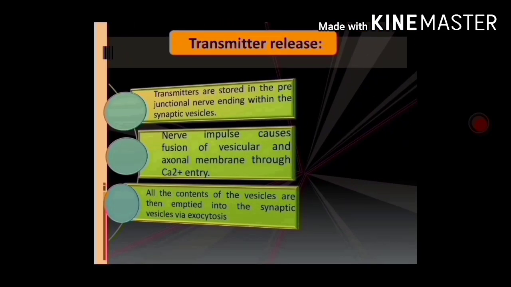The next step in neurohumoral transmission is transmitter release. The neurotransmitters are stored in the prejunctional nerve ending within the synaptic vesicles. As soon as a nerve impulse reaches the nerve endings, it causes the fusion of the vesicular membrane and the axonal membrane through calcium entry, and all the contents of the synaptic vesicles are released into the synaptic cleft through exocytosis.